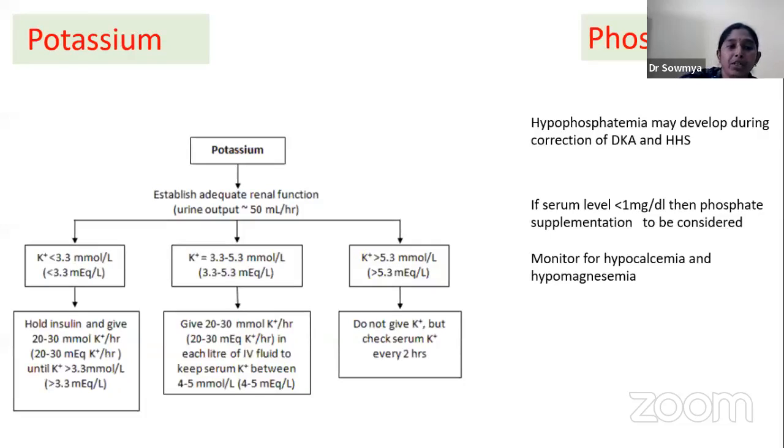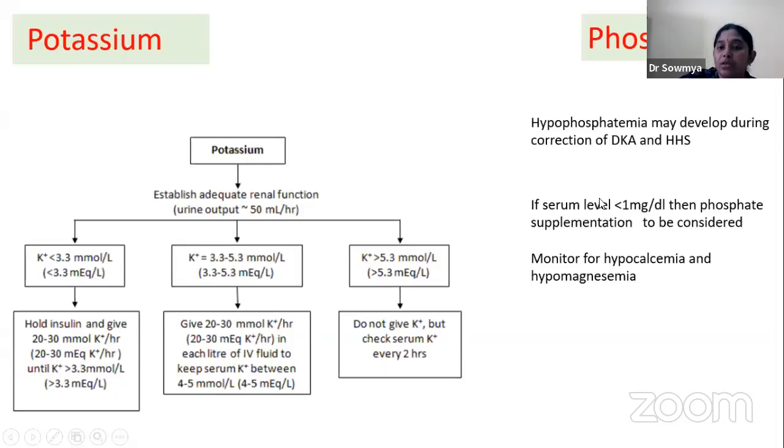So as I said, regarding potassium, first we have to adequately establish the renal function. Urine output should be around 50 ml per hour. If the value is less than 3.3, usually we don't hold insulin, but we can hold it for another 20 to 30 minutes and immediately give 20 to 30 millimoles of potassium. And then we have to start the insulin. If it is 3.3 to 5.3, we have to give the insulin simultaneously along with the correction. If it is more than 5.3, we should not give potassium correction. Instead, we have to check the potassium every second hour.